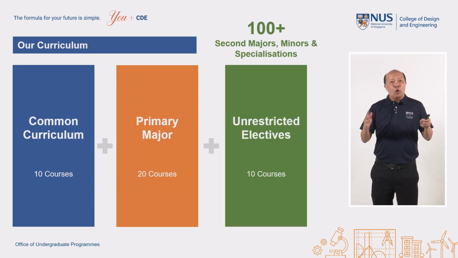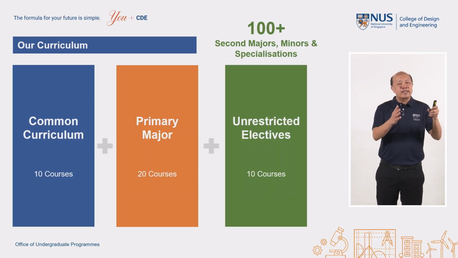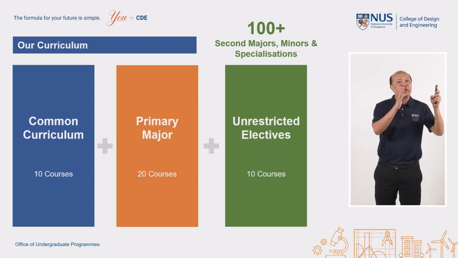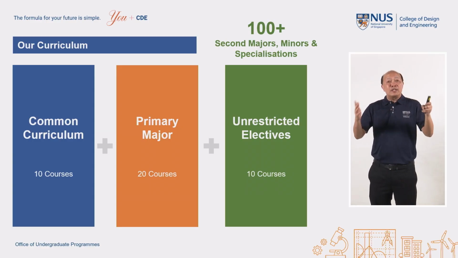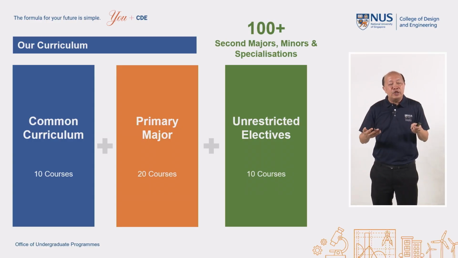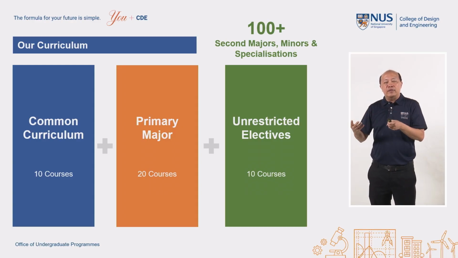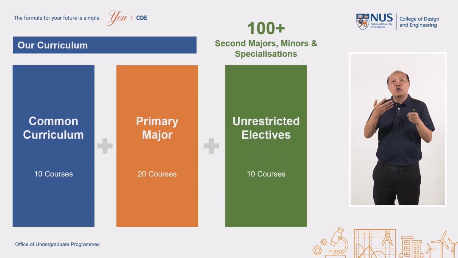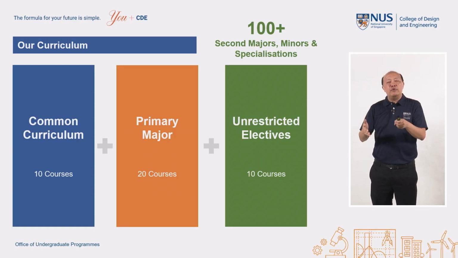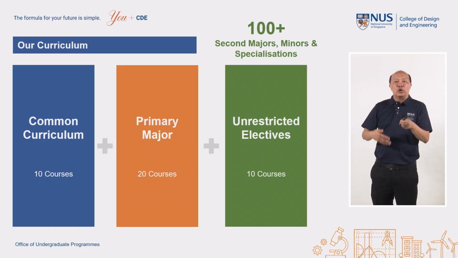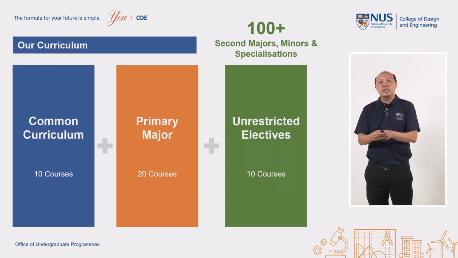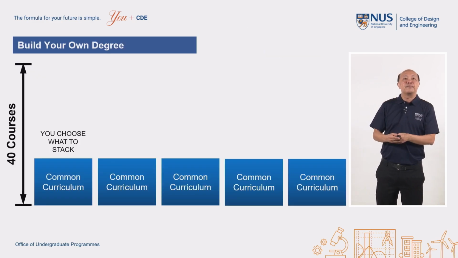So the overall curriculum, I would like to view this as a full course meal. So you start off with the appetizers, which is made up of the common curriculum. Then after that comes the main course, your primary major, typically made up of 20 courses. Then you end off with the dessert, the sweet part, the unrestricted electives, which is 25% of your curriculum, in which under the unrestricted electives, you pursue your second majors, your minors, or your specialization.